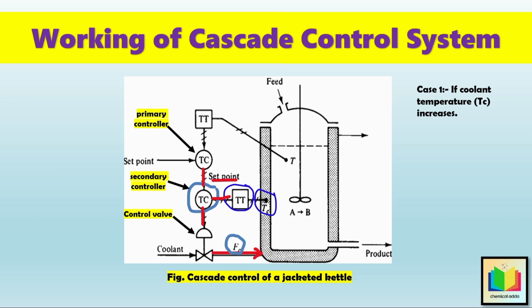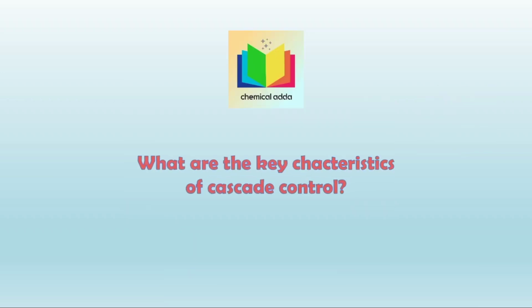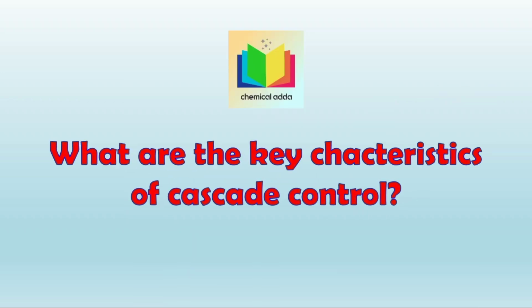Then let's see case 2, if coolant temperature, Tc, decreases. This means that the coolant is colder than usual, so it removes more heat than needed, causing overcooling. So the secondary controller reduces FC, allowing Tc to rise back to normal, and preventing T from dropping too much. So, in this way the cascade control system works, and reduces the effect of external disturbances before they reach the main variable. Now let's see, what are the key characteristics of cascade control.